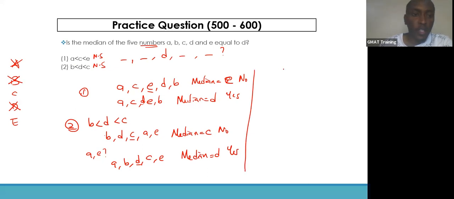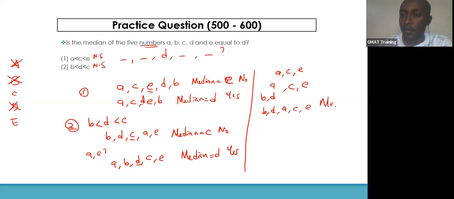Let's combine the statements. From the first statement, A is less than C is less than E, and from the second, B is less than D, and D is less than C. Therefore, B and D are less than C, and E is greater than C. So we don't know how this aligns. We know that B is less than D, but also A is less than C. What happens if B and D are actually less than A? So that we can have B, D, A, C, and E. Our median will be A in this case.